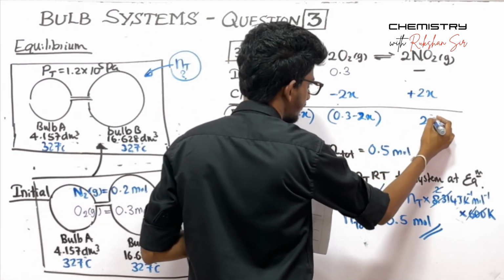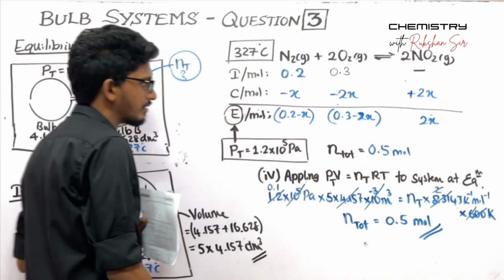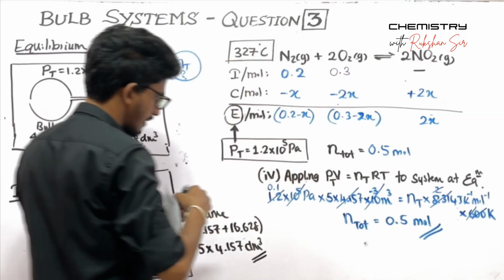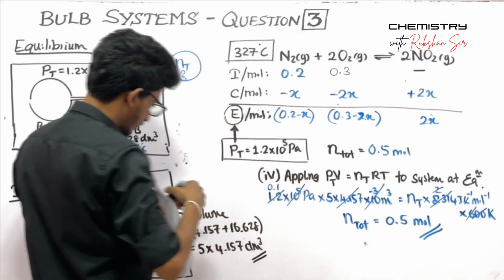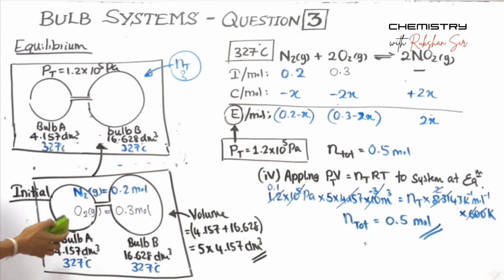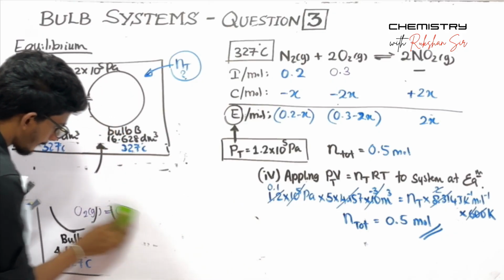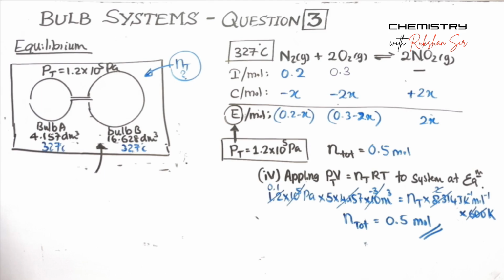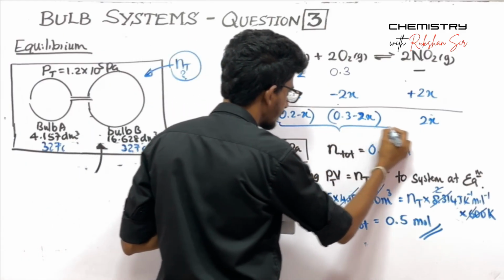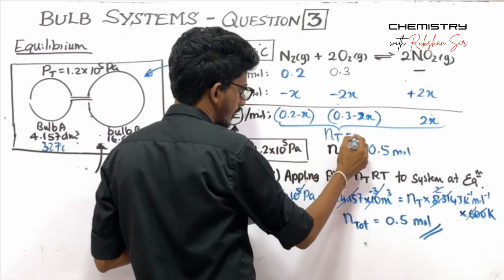And this one is just 2x, right? So if you add all of these values, what will the in total be? I'll take the things to here. You take these values. Your in total is equal to 0.2, 0.5.